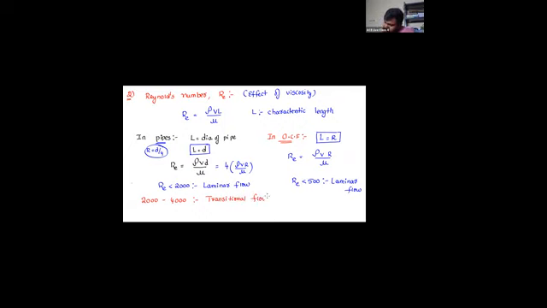Transitional flow, yes, and more than 4000 is turbulent flow. Now, just simply multiply with 4 for this 500. So 500 less than RE less than, multiply with 4, 2000. This is going to be the transitional flow.